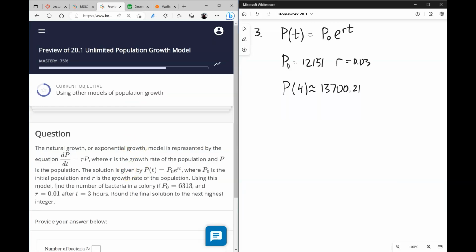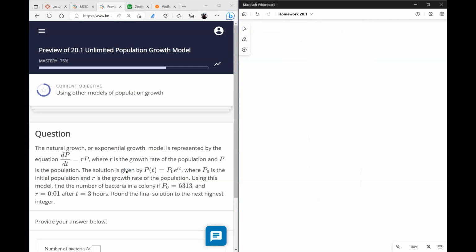I'm just sad that all we're talking about here is bacteria, when in real life we could be talking about anything. So any population that doesn't have any constraints. So again, as we say bacteria, you can think of something else growing uncontrollably.